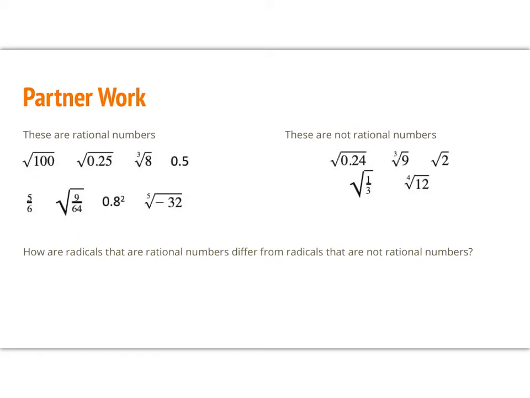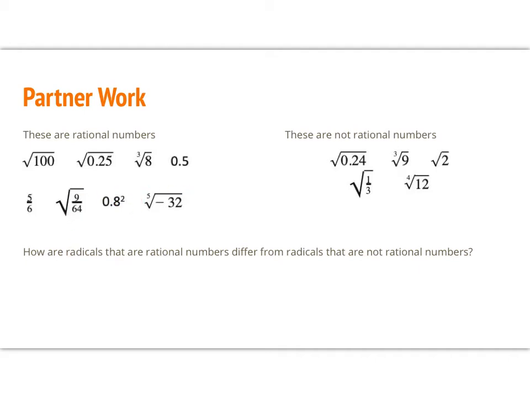So how do radicals that are rational numbers differ from radicals that are not rational numbers? What we see is the square root of 100, the square root of 0.25, the cube root of 8, 0.5 and 5 over 6, and 0.8 squared are not even radicals. 9 64ths square rooted, and the fifth root of negative 32.